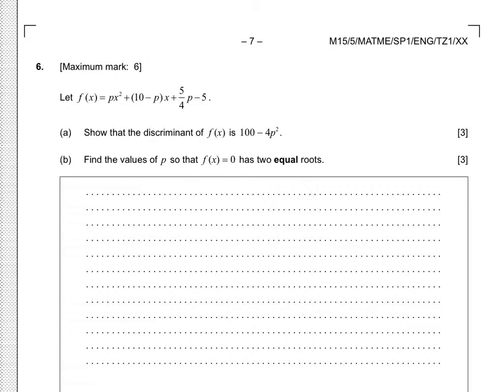This is May 2015 Standard Level Paper 1, Time Zone 1, Question 6. And it's a question about the discriminant, and using the discriminant to make statements about the roots of a quadratic. So we've got a quadratic here.